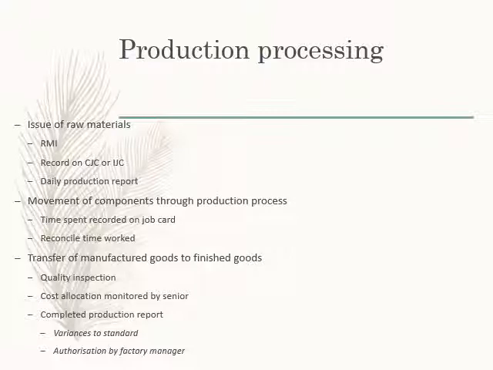A factory or production manager should authorize by signature the transfer of the manufactured goods into finished goods inventory. And then the finished goods inventory store staff accept these goods, and they do that by acknowledging or signing the completed production report.